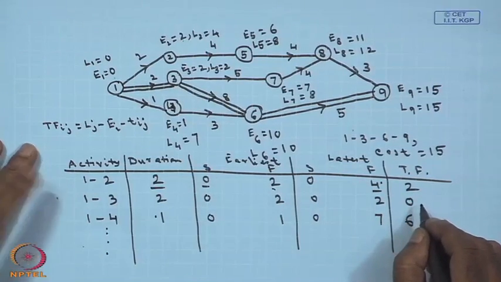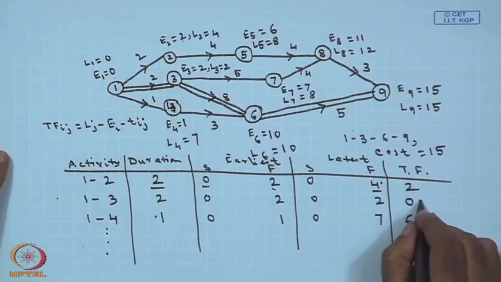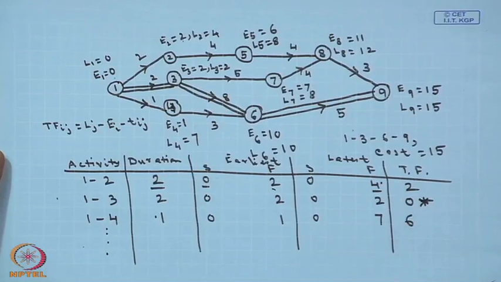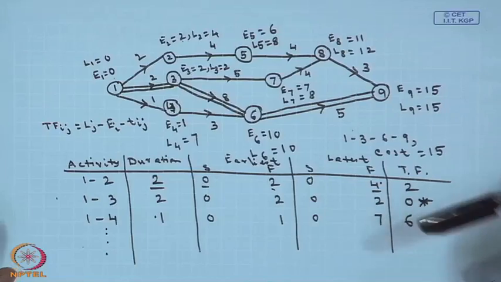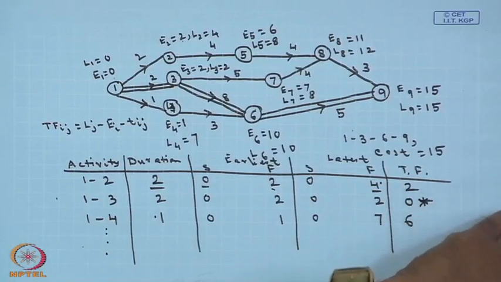If you see, 1-3 is a critical activity. For any critical activity, the total float must be equal to 0. Please note this thing, that for a critical activity the total float must be equal to 0.